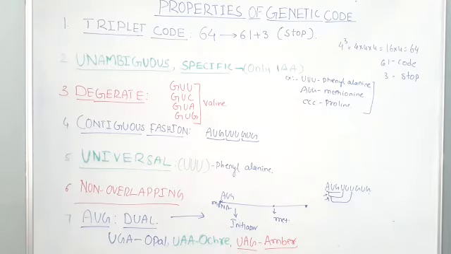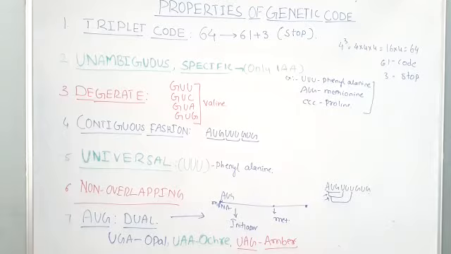As you can see, the best example: a single triplet code will code for a single amino acid. Phenylalanine is one amino acid, coded by a single triplet code. Methionine is another, coded by the AUG triplet code. Thus a single amino acid is coded by a single triplet code, and this is known as unambiguous or specific. These are the examples I wrote. You have to compulsorily mention an example after the explanation.